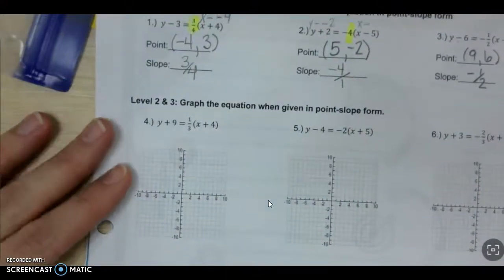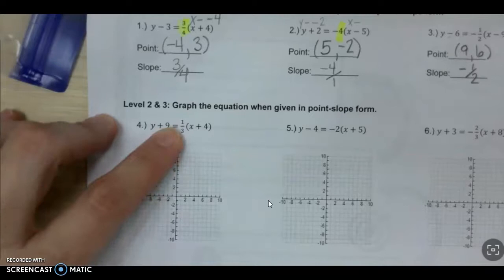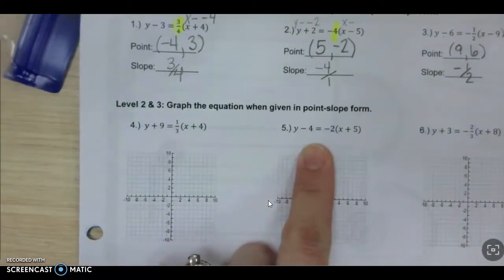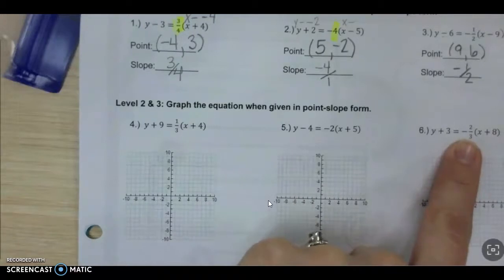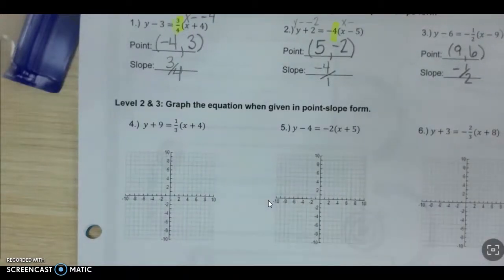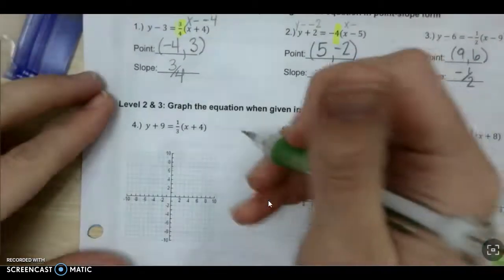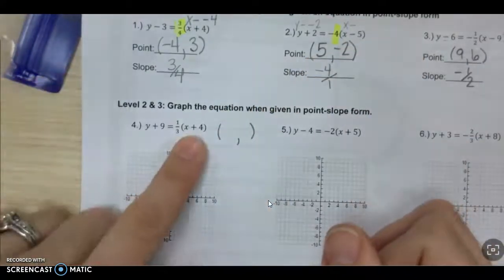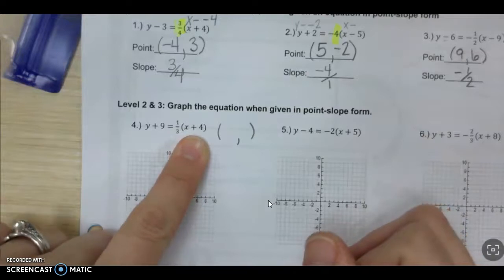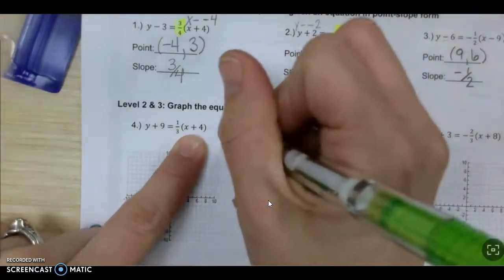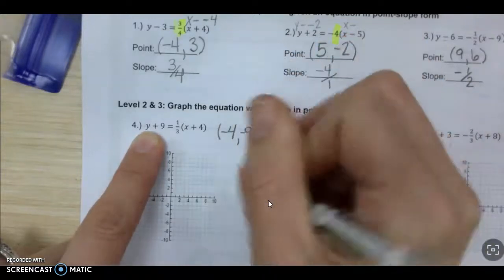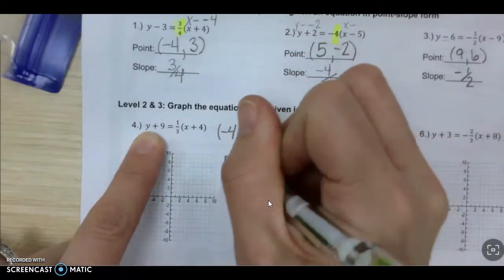Okay, so different kinds of slopes here. I have positive fraction slopes. I've got negative whole number slopes for the second one, and then negative fraction slopes for the third one. First thing I'm going to do is go ahead and write out for myself the point. The point here is going to be -4, -9. And then I'm going to remind myself that my slope is 1/3.